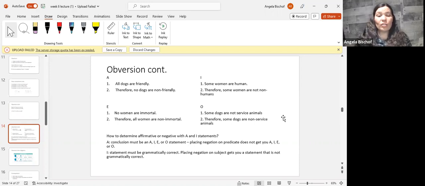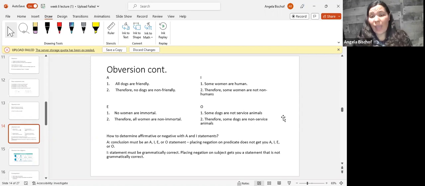For an A statement, the conclusion must be an A, I, E, or O statement. Placing a negation on a predicate does not get you an A, I, E, or O statement. For an I statement, the statement has to be grammatically correct. So placing the negation on the subject is going to get you a statement that's not grammatically correct.